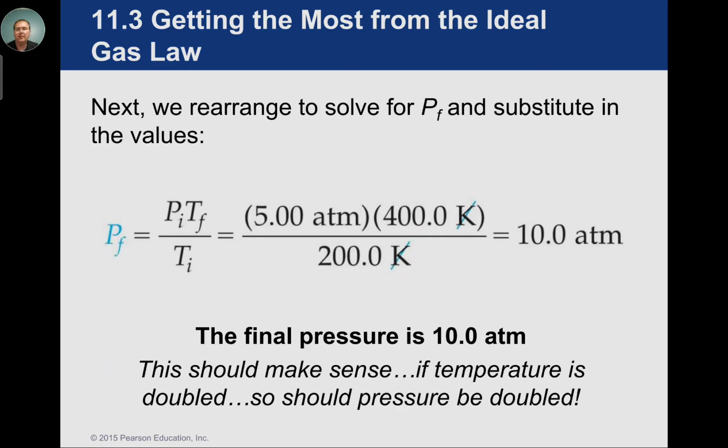So here they solve for us. Notice these are just 1s and 2s, i's and f's: i's a 1, f's a 2. Notice our Kelvin cancels, and we get 10. We could have used kids in the playground to figure that out, though, because if you realize that temperature doubles, went from 200 to 400, then we'd expect pressure to double because they're proportional. So we didn't really need our calculator to prove that, but we could if we wanted.